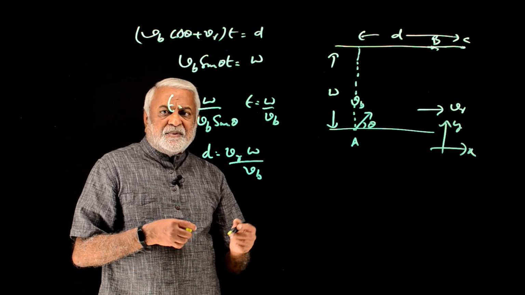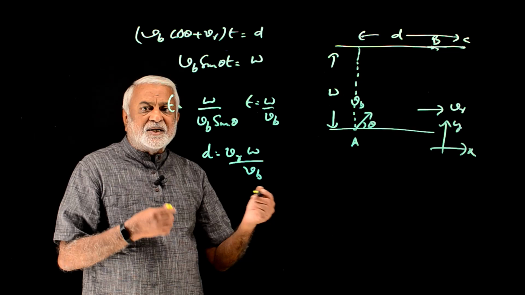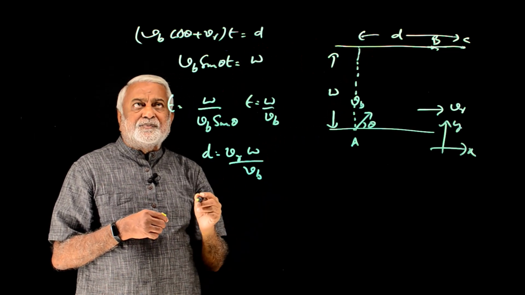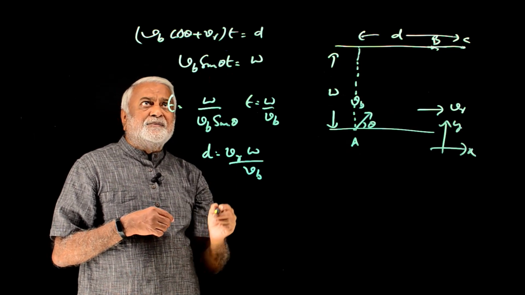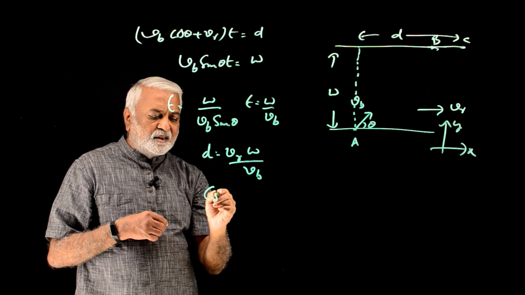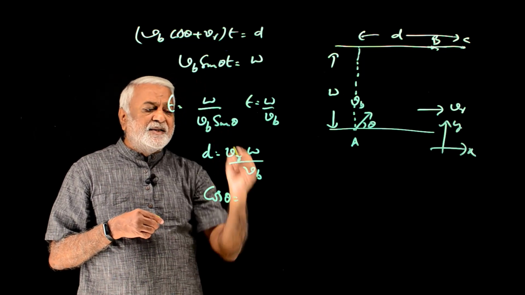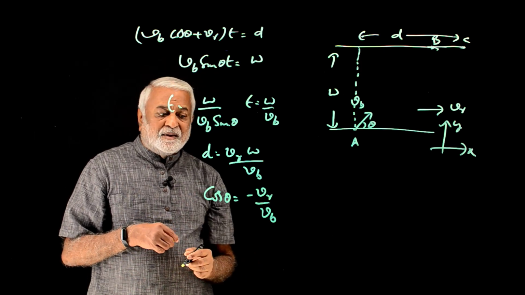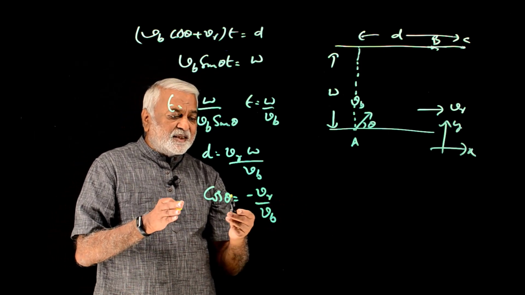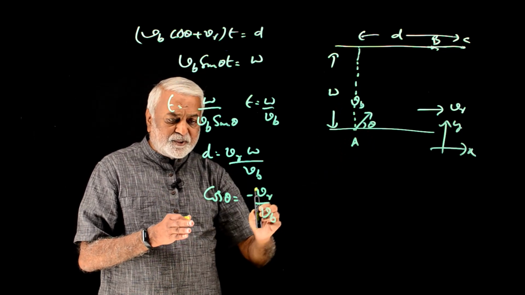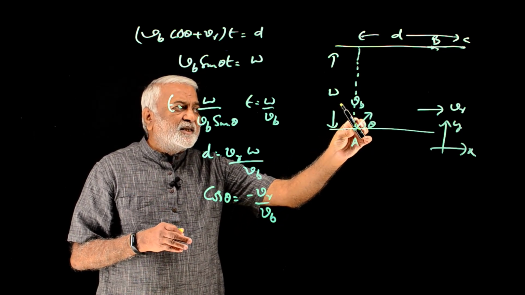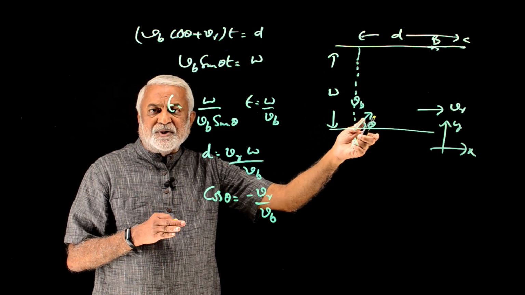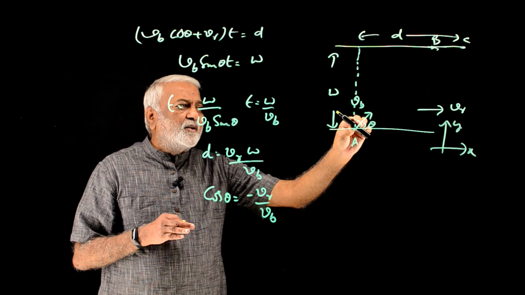The other possibility is crossing the river along the shortest path. Shortest path is when d is 0. D is 0. That will give us cos theta as minus Vr by Vb. This is the shortest path. Theta has to be so chosen that theta is obtuse, more than 90, such that a component of boat's velocity against the stream will be equal and opposite to the stream velocity. So it will go straight like this.